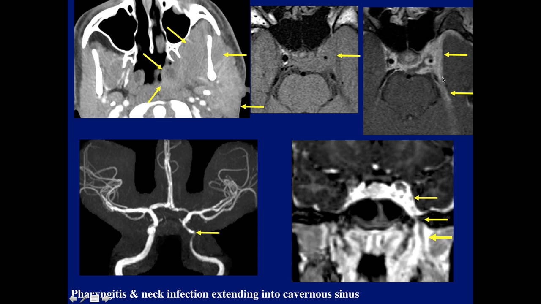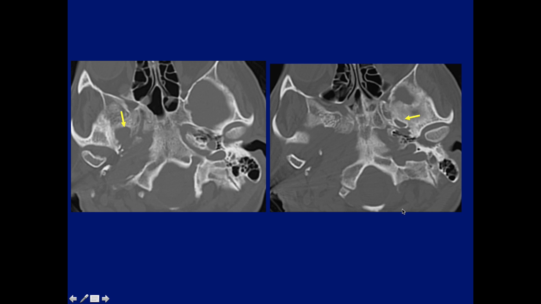We can see the compression of the carotid here, the size compared to the right, and here's the compressed carotid on the involved side. Although this patient did not have any neurologic deficits, it was a young patient. So remember, infection can also extend up to involve the mandibular nerve and the cavernous sinus and Meckel's cave.